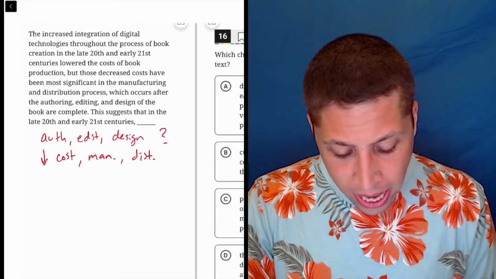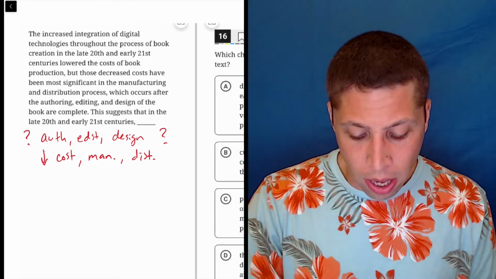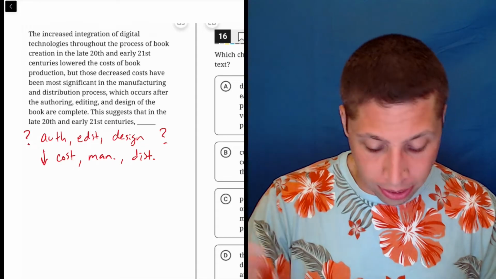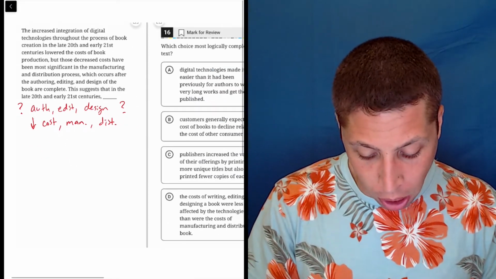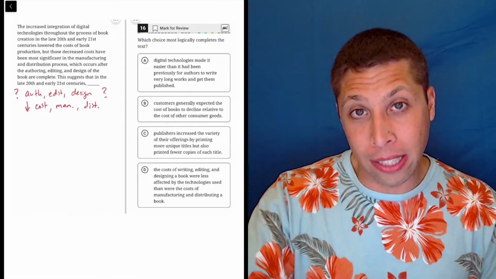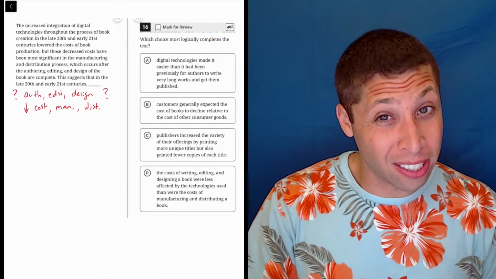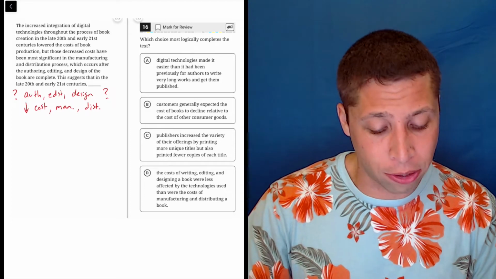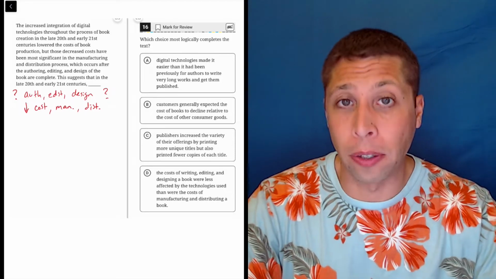Okay, so they don't say anything, or maybe I'll put it here to match with the arrow. They don't say anything about the authoring, editing, design, but we do get this kind of arrow for the cost, the manufacturing, the distribution. So I'd write that down just to pull it out of the text, make it easier for me to remember, because that seems like a lot of stuff that could potentially show up in these answer choices, and I want to have a simple way of referring back to it.